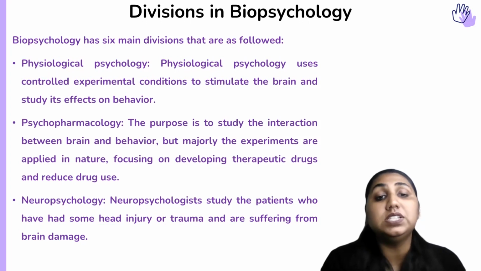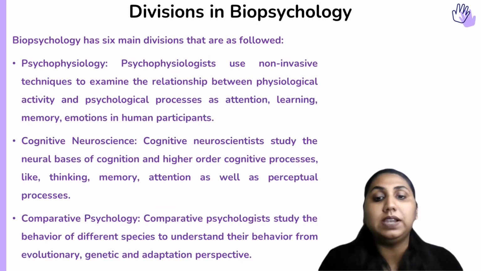Okay. Next we have neuropsychology. Now, up until now you have gotten an idea about biopsychology, and we learned about different fields in terms of neuroscience and how they are connected with biopsychology. So neuropsychologists specifically study the patients who have had some head injury or trauma or are suffering from brain damage. So over here, the psychologist would help in diagnosing the impairment and working out a suitable treatment for dealing with it. Now, this is a field which is particularly focused on understanding the suffering of the patients as well as where they are coming from, what are the elements or aspects of their functioning that have been impaired.